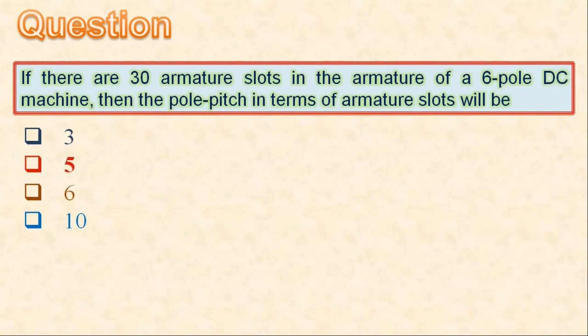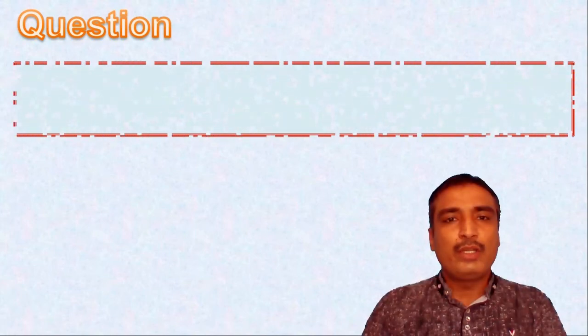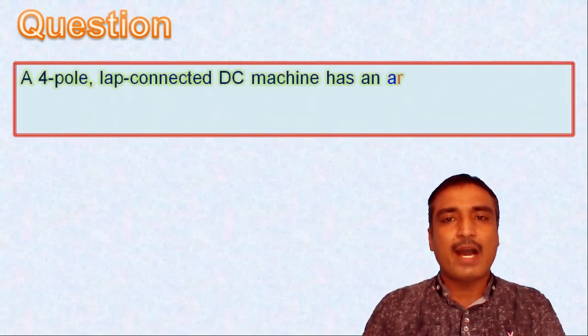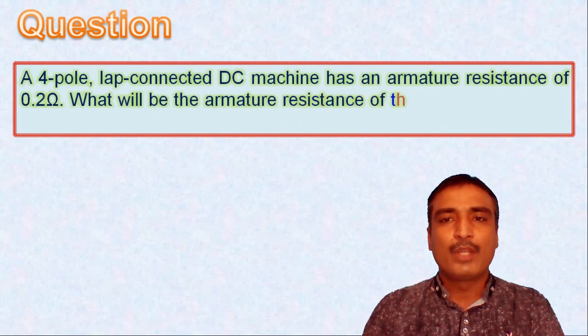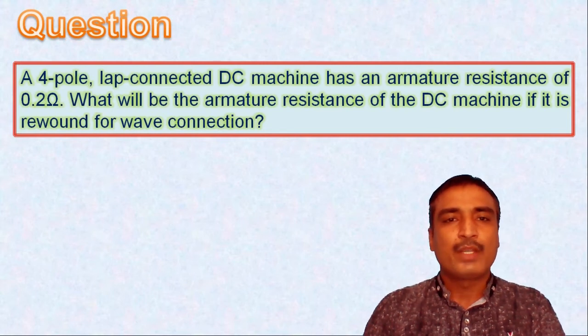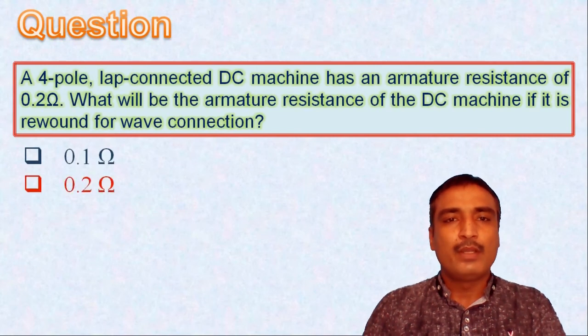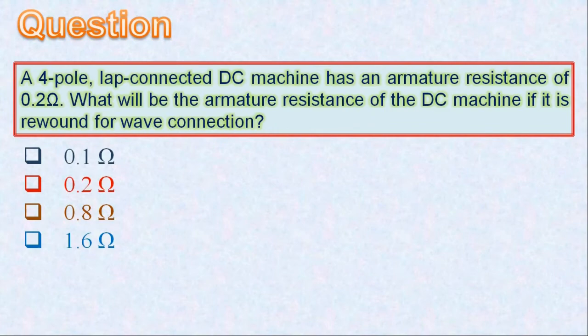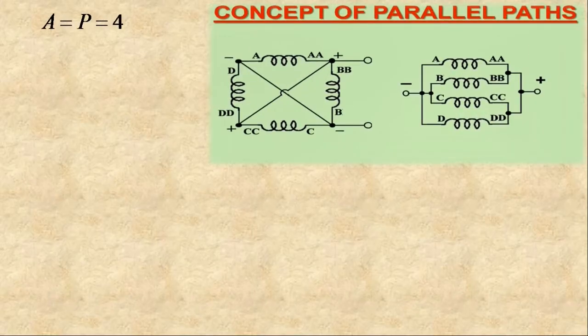Now, the last question is, a 4-pole lap connected DC machine has an armature resistance of 0.2 ohm. What will be the armature resistance of the DC machine if it is rewound for wave connection? The options are 0.1 ohm, 0.2 ohm, 0.8 ohm, 1.6 ohm. Since the machine is lap wound, the number of parallel paths will be equal to the number of machine poles. Therefore, A is equal to 4.